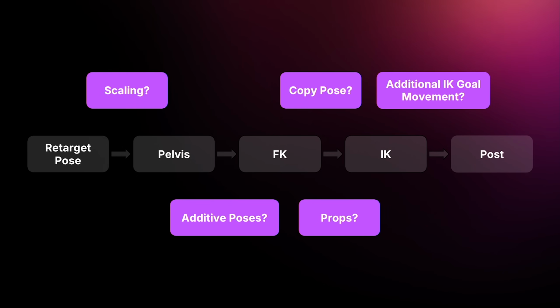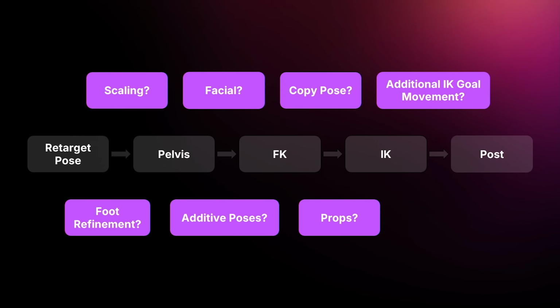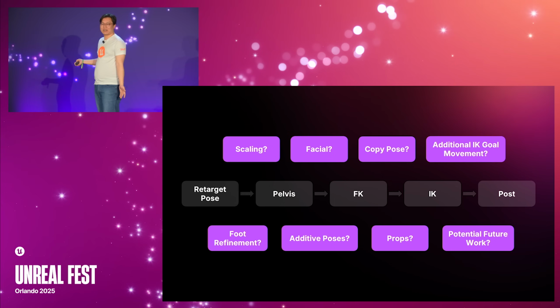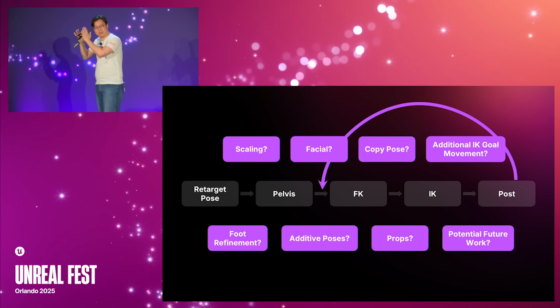Additional IK goal movements? Feet refreshment or enhancement? There's still some stuff that we would like to do to make sure that we maintain context there. What about facial animation? There's been a lot of questions about this. How do we support facial? Any future work that we can scale up further with different behaviors. Or just simply, what if I just wanted to pin some bones, that's not an IK bone, just before anything, right? Why do I always have to be in post to just pin a couple of bones?